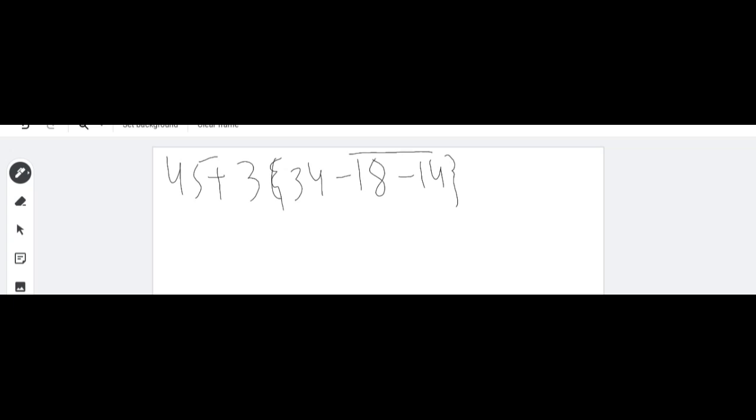Here I have to solve which part first? 18 minus 14. It's actually given in the brackets. Yes, 18 minus 14 is equal to 4. Answer is 4. Now I have to solve these two. 34 minus 4 is 30. Now I have to solve 3 into 30, which is 90. 45 into 90.